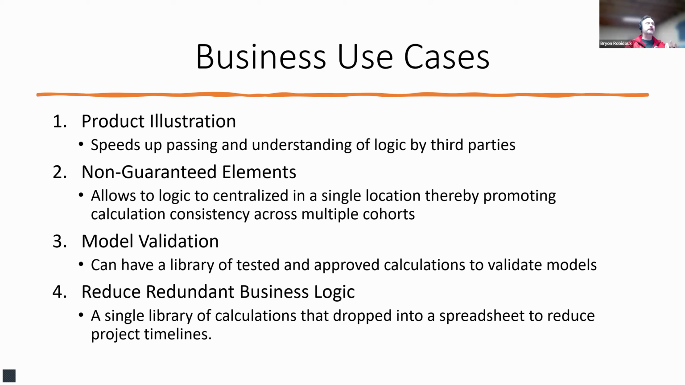Also think about non-guaranteed elements, right? We need to be able to treat different cohorts the same. Otherwise, they may be able to sue us and say, hey, you're treating us differently. Well, that can just happen with Excel having all this calculation and copying all these formulas everywhere. You could easily be treating cohorts differently and not even realize you're doing it because of the complex Excel logic.